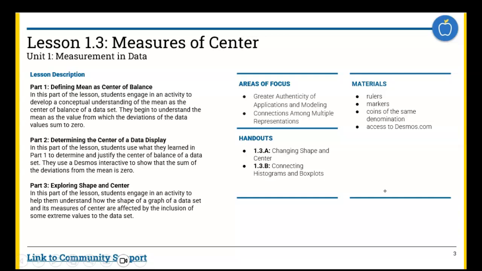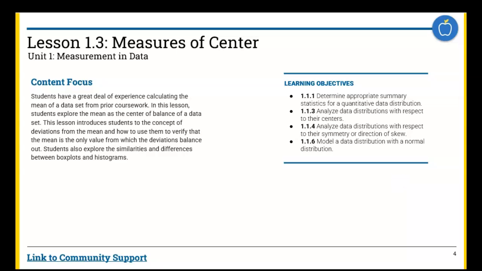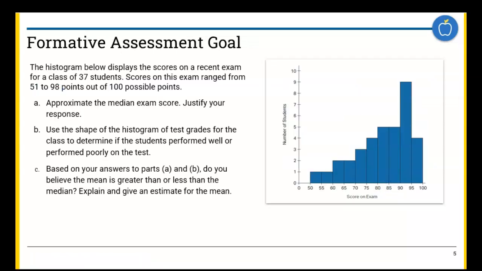Let's go over this lesson. It is going to take 3 days. We're doing part 1 today, and then we'll do part 2 and part 3. So today is just defining mean as the center of balance. Today we're going to use rulers and some more tools. Okay. Now here's your formative assessment goal.